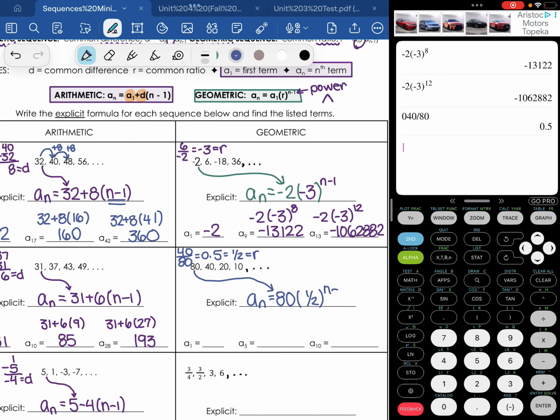Now, my first term was 80, so that's A1. Then it asks me for the 5th term. So that would be 80 times 1/2 to the power of 4. The 10th term would be 80 times 1/2 to the power of 9. It's always one less. Remember, that's what n minus 1 means.